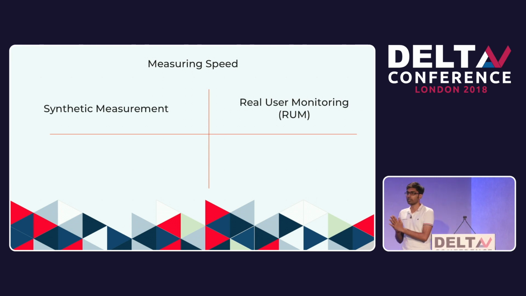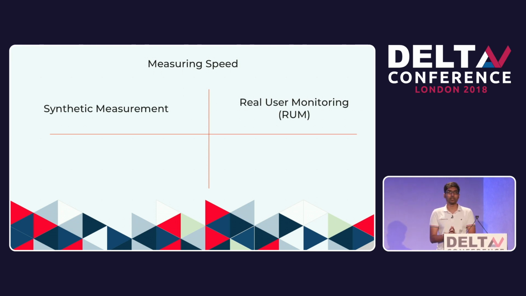So for example, using synthetic measurement, you can figure out if there is a performance regression on your website with every commit. You can even integrate it as part of your CI/CD pipeline. And with real user monitoring data, you might figure out a bug which occurs in a random version of Android, in some custom specific device, operating system and so on.